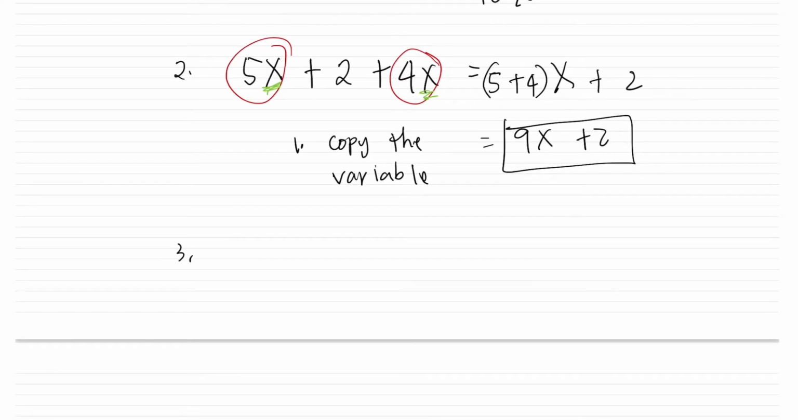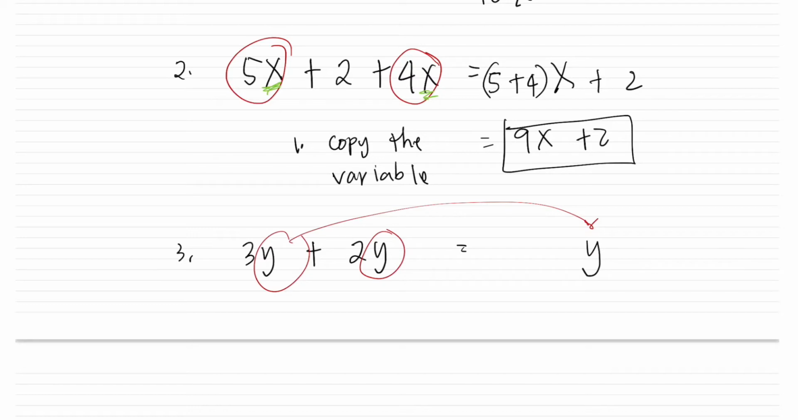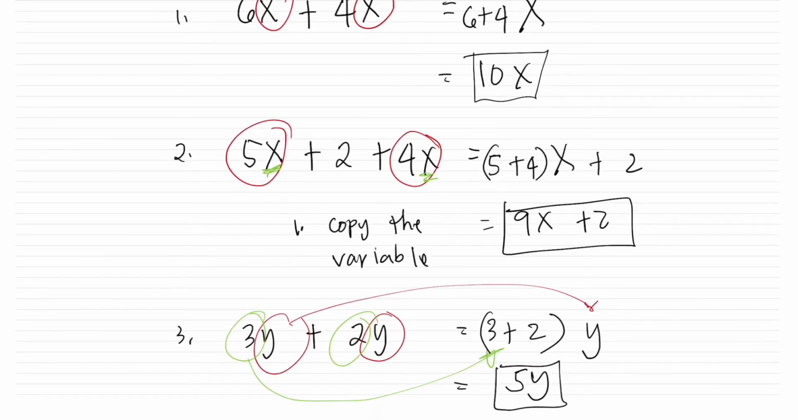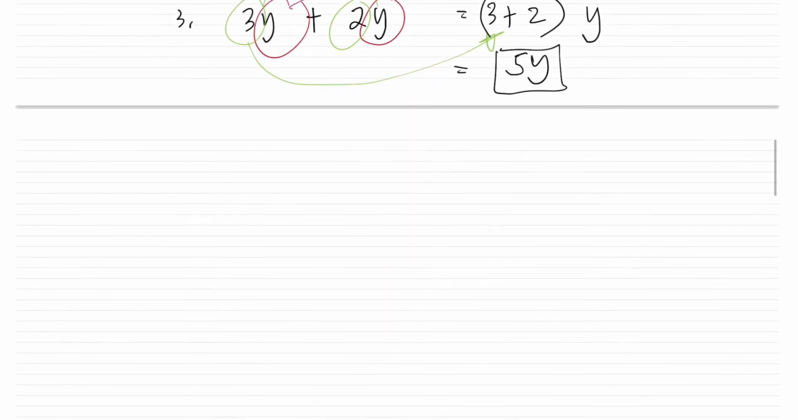Another one. If you have 3y plus 2y, first, copy that. You write the y and then you add 3 plus 2. So our final answer is 5y. So only combine those who have the same variable and exponent. When you see here, we did not do anything with 2. We just copy it there because there is no variable to it. You can't combine it with 4x and 5x. Now that's how we add and subtract.